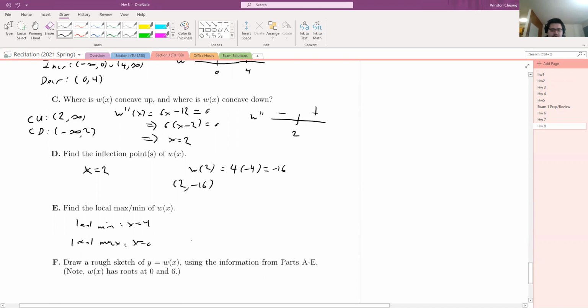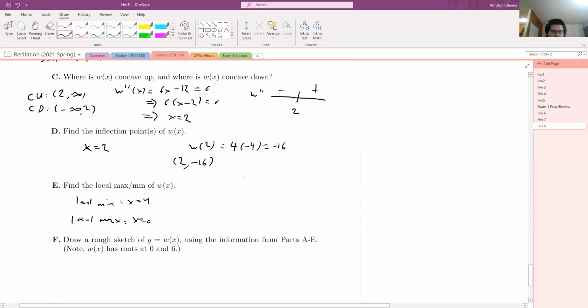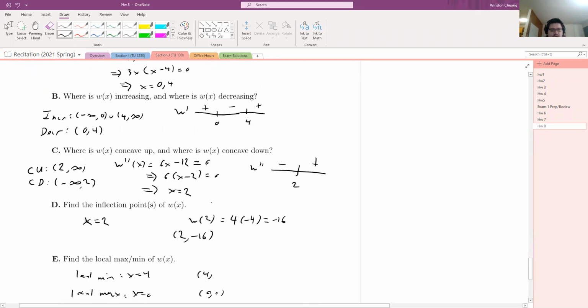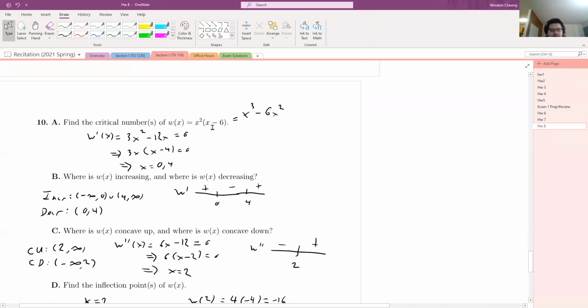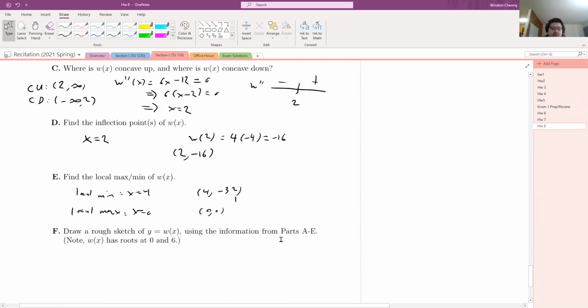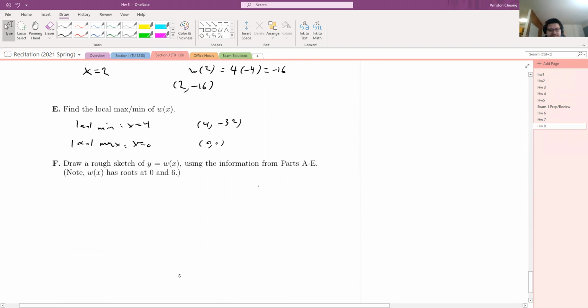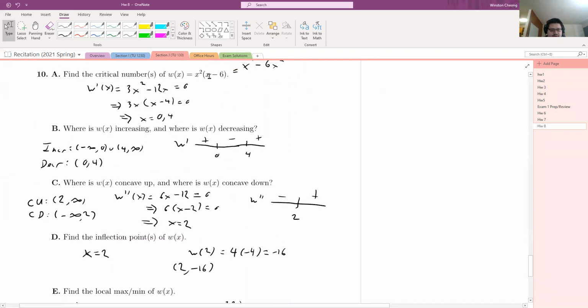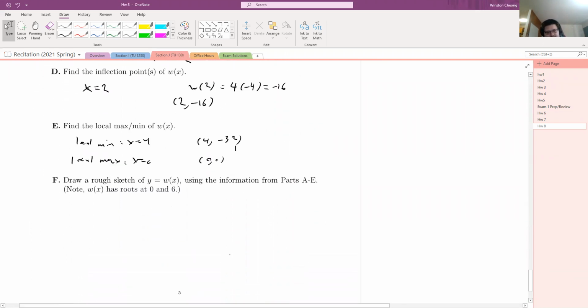For W of 0, I think you can just calculate that right away. That's just 0. Okay, 0 comma 0. But then for 4, 16 times -2. So I'm going to get -32. Okay, so we've got all the points. And there's a final comment here where it says that 6 is also a root. So you can just read that off from this function, this factored form, right? And so that also contributes another point that we can graph on this thing.